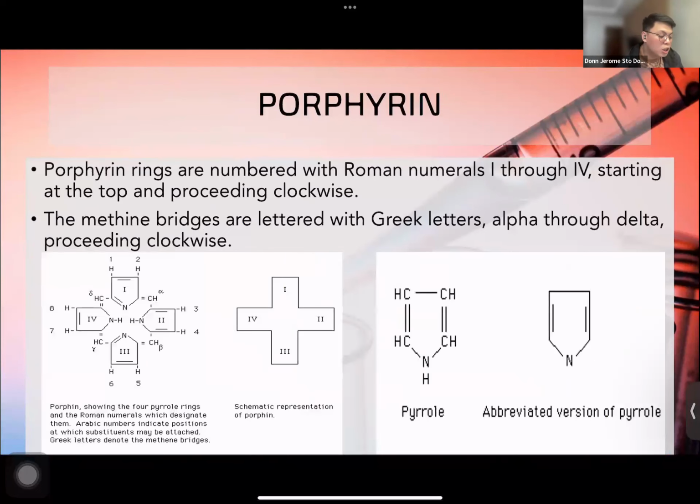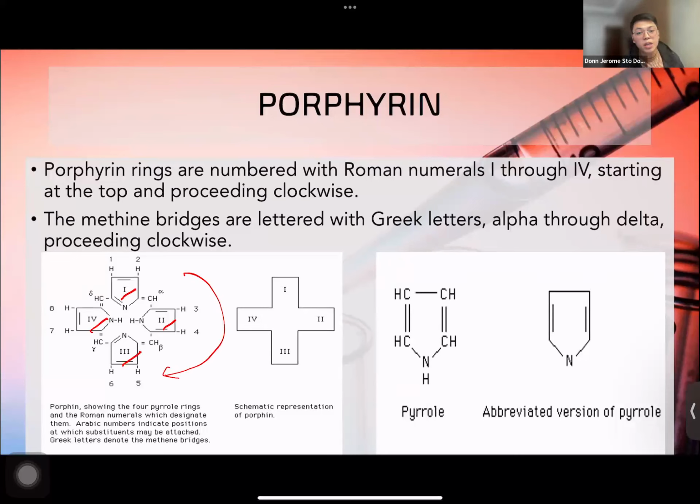Okay? So the numbering of your porphyrin rings: the ring itself uses Roman numerals 1 to 4, or in other textbooks and sources, it uses the English alphabet, A to D. It's numbered from the top going in a clockwise direction. 1, 2, 3, 4. A, B, C, D.